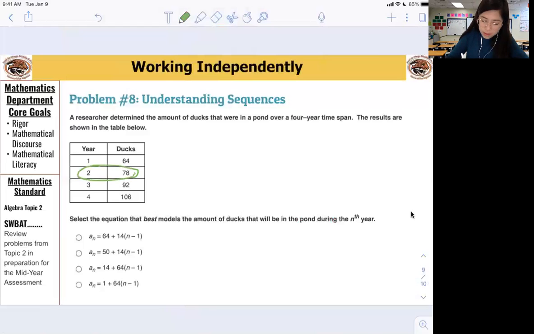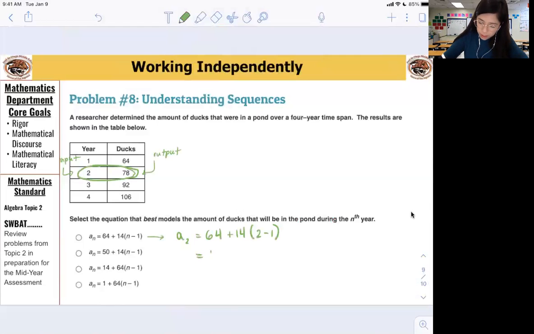So all we need to do is pick a pair of points, 2, 78. Remember that the 2 is my input and the 78 is my output. So we're going to look at these answer choices and see which one gives me the correct output. I'm going to start with answer choice A, and plug in a 2 for n. So I'm going to find A of 2, and I want that to be 78 because I want it to match my table. So I have to do the math and see if it works out.